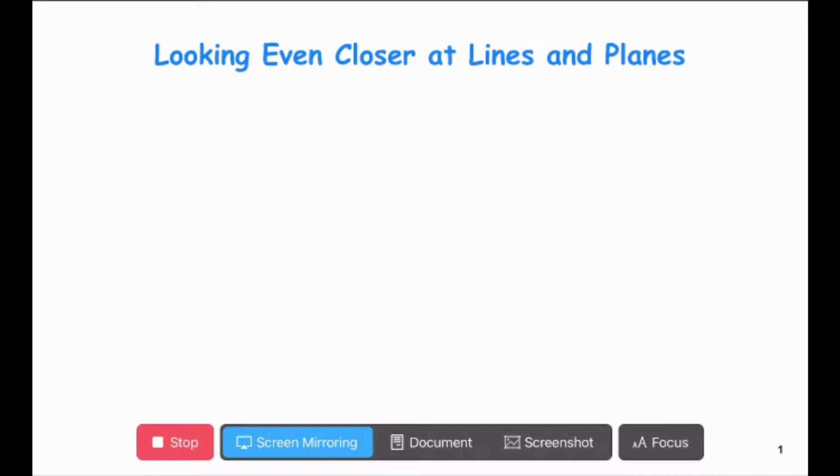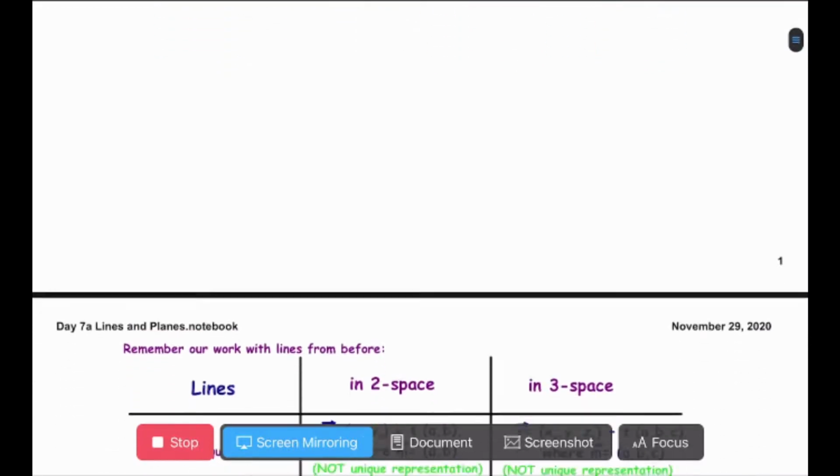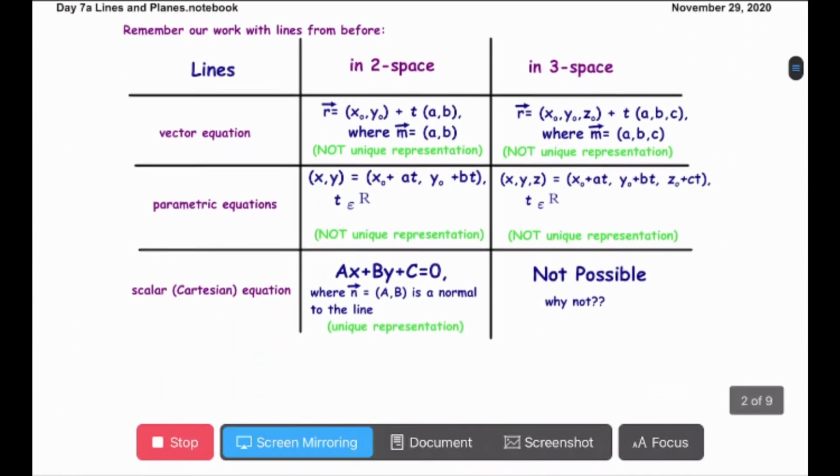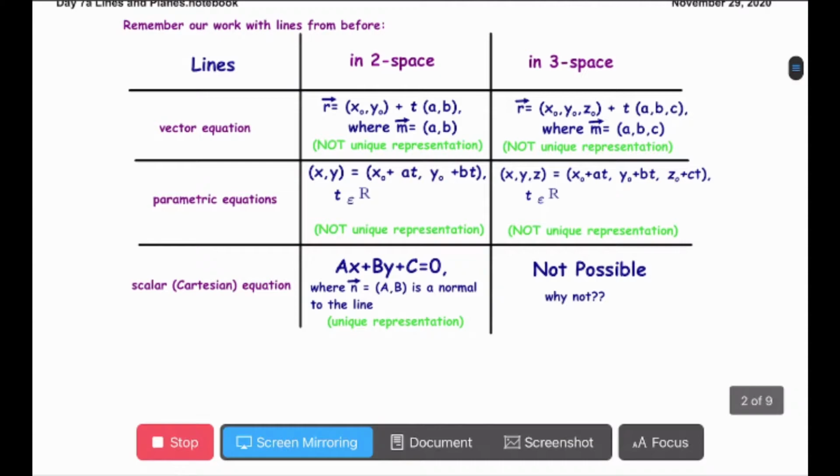Let's continue our learning about lines and planes by looking even closer at lines and planes. Remember our work with lines from before? We have talked about lines in two-space, so two-dimensional lines. We have talked about putting them in the vector form where our slope is equal to AB, so that's like our direction vector.